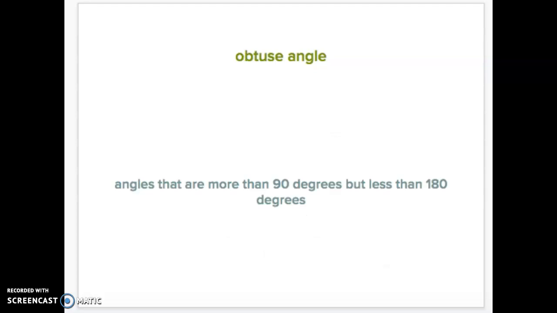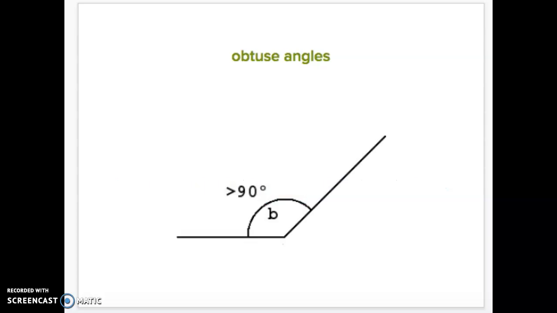An obtuse angle is an angle measure that's greater than 90 degrees, but less than 180 degrees. So they're the bigger ones. Here I have the greater than 90 degrees, but if you want to put like 120 or 130, that's more helpful, you can do that. So far we have right angle is 90, acute is less than 90, and obtuse is greater than 90.